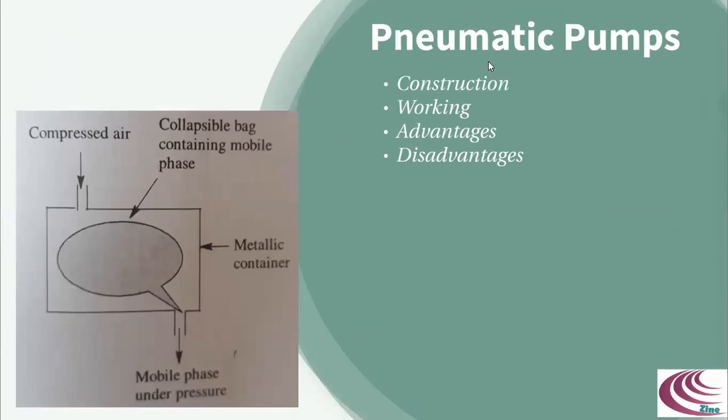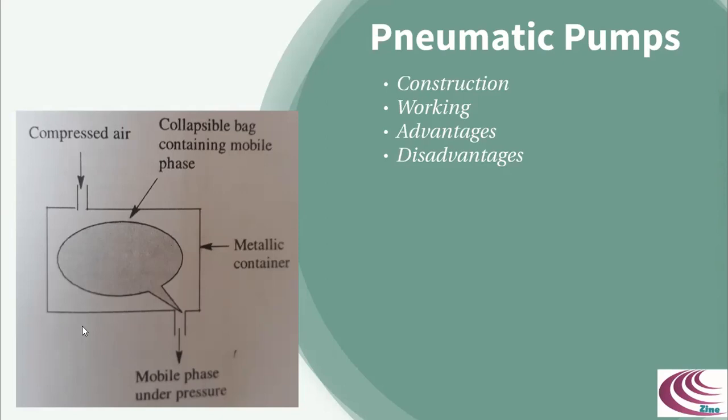Next pump is about pneumatic pumps. Here you are observing in the diagram, here is compressed air. This is a collapsible bag containing mobile phase enclosed in a metallic container, and this mobile phase is under pressure. As you are observing, it consists of a collapsible bag containing a mobile phase, isn't it? So compressed gas is passed from the inlet into the metallic container. This squeezes the collapsible container and allows the mobile phase to come out from the outlet.